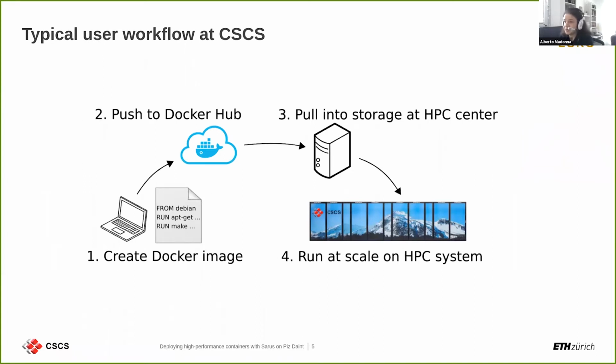This is a representation of the typical user workflow we see at CSCS when using containers. Users start by creating a Docker image on their laptop or a personal workstation. Then they upload the image to a remote registry, for example, Docker Hub, which is the biggest and most popular one. Then the image is pulled into the storage at the HPC center and then deployed at scale on the HPC system. And within this workflow, Sarus can perform steps 3 and 4. So the pull and then the deployment, of course.